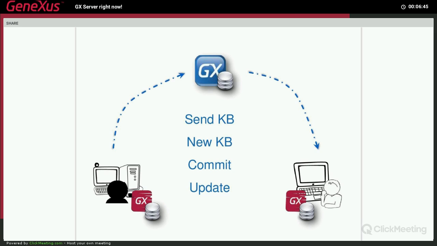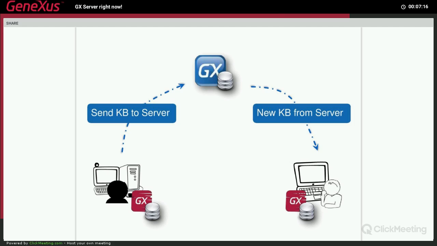So, the work integration is based on just 4 basic operations, which are these. Send a given knowledge base to GeneXus Server, or create a new local knowledge base from GeneXus Server, commit some changes to the repository in GeneXus Server, or in the other way, update your local working copy from GeneXus Server. Let's see how this works.